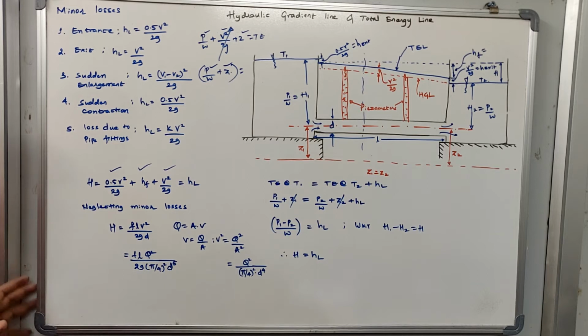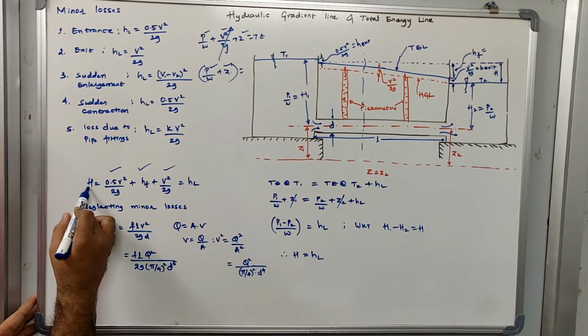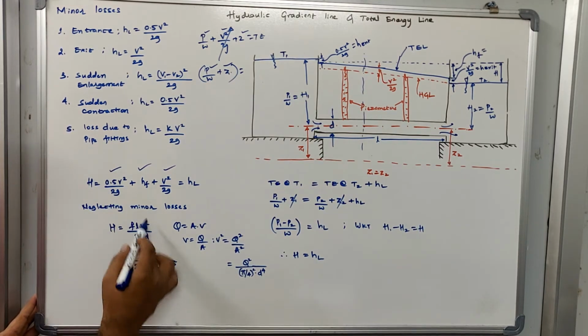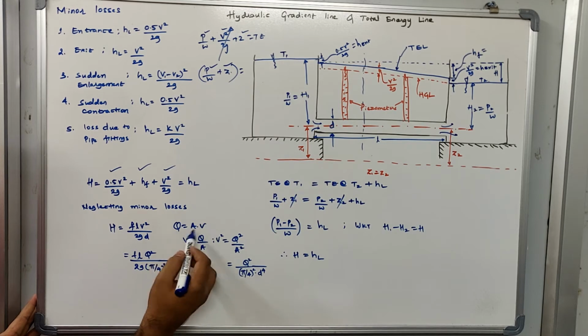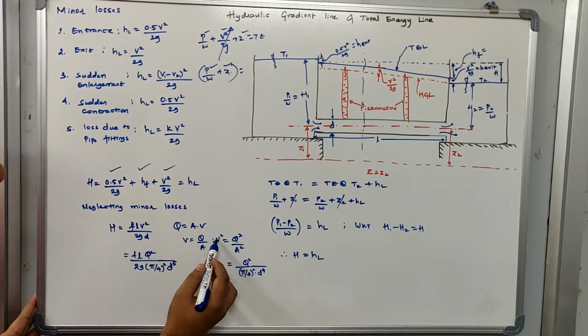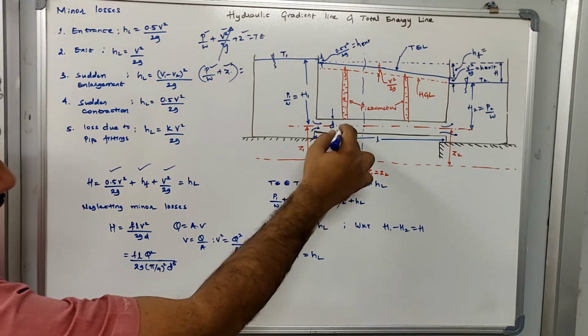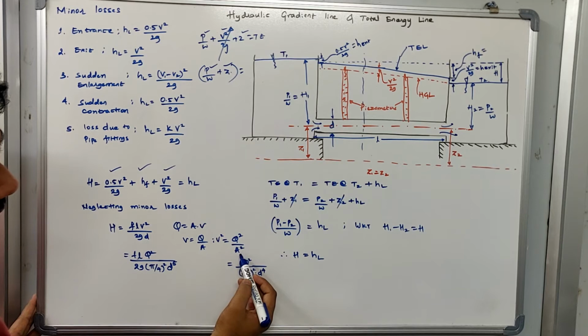If neglecting minor losses, what will capital H be equal to? Capital H will be equal to head loss due to friction itself. So the head loss due to friction equation is f L V square by 2 g D, and we already know the continuity equation, Q is equal to A into V. So V will be equal to Q by A, or else V square will be equal to Q square divided by A square. So this is a pipe of circular section.